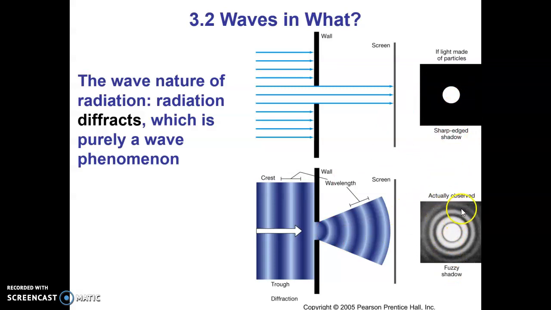The reason is because it does travel in waves, and so when it goes through the hole, if you have a pinpoint, you can see these brighter spots would be the crests. Darker spots would be the valleys or the troughs. So electromagnetic radiation and light does travel in waves.